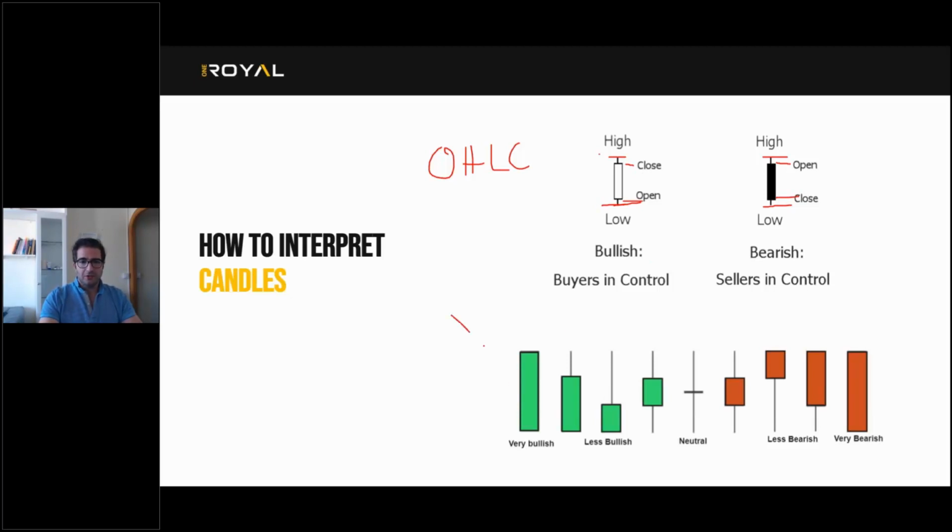So if we look here, if we have a big body and it is bullish, that means the close is above the opening. This shows that there are a lot of buyers, or we call it very bullish. This one shows that it is less bullish since the body is smaller than this previous one. So close here, open here.